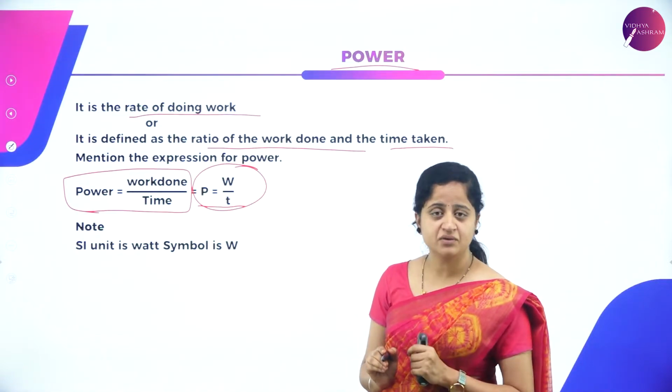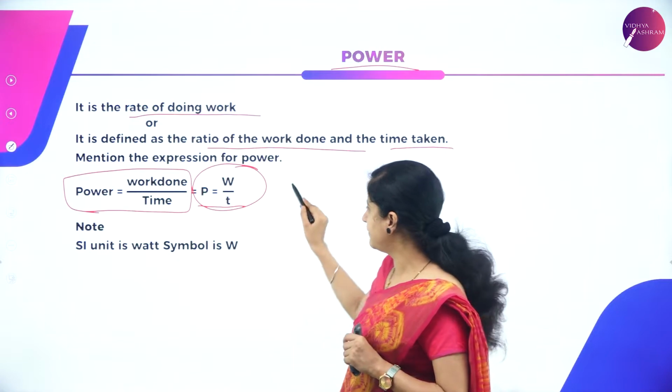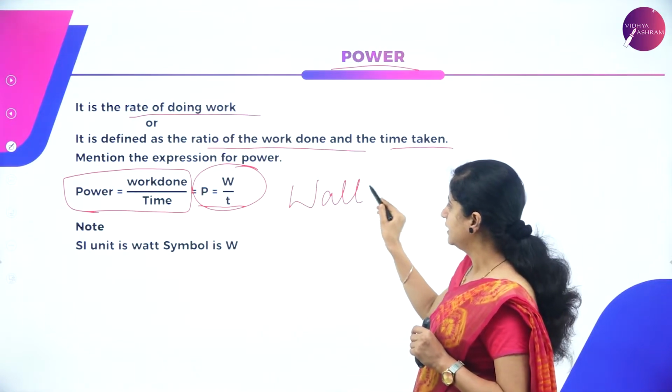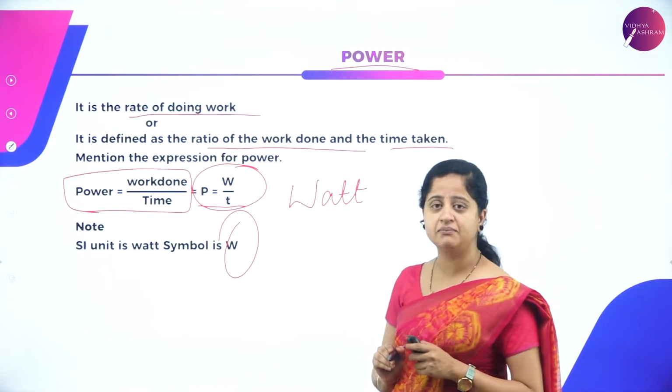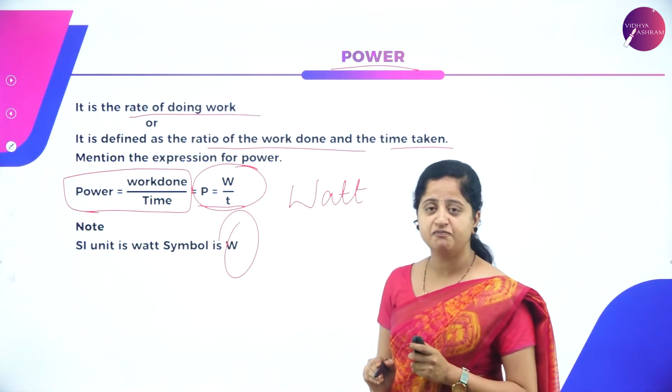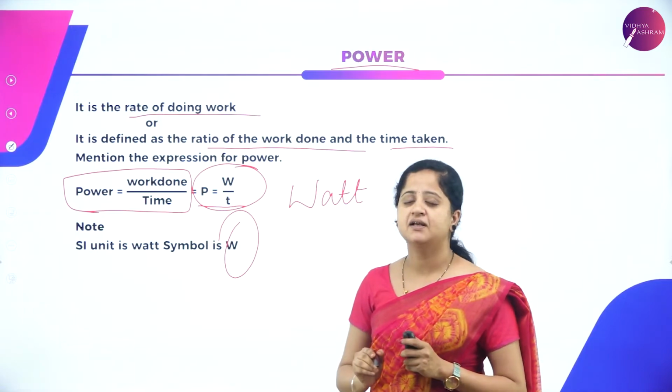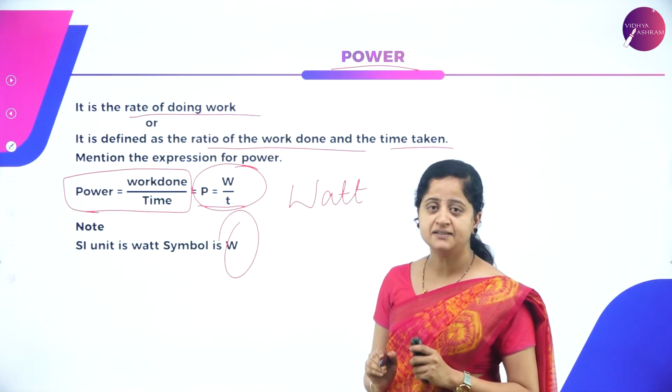So what is the SI unit of this power? The SI unit of power is watt, and the symbol is W. So this is very important in a 1 mark question. The SI unit of power is watt. Symbolically we can represent watt with the letter W.